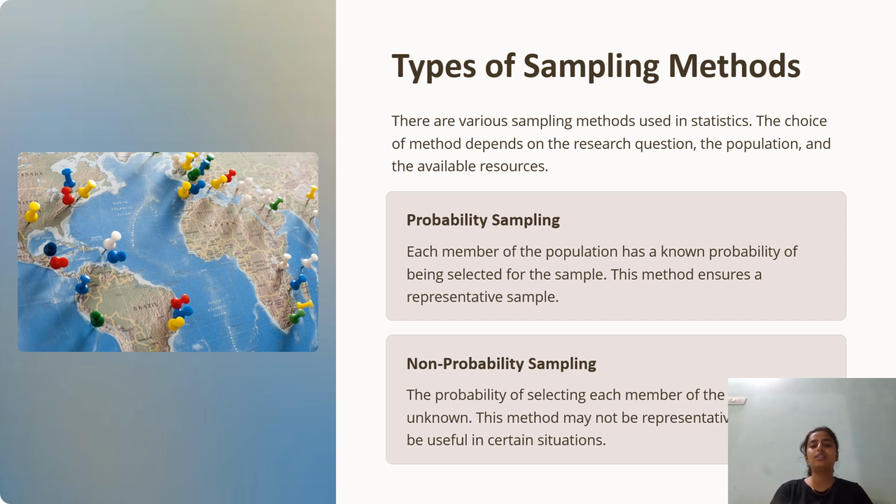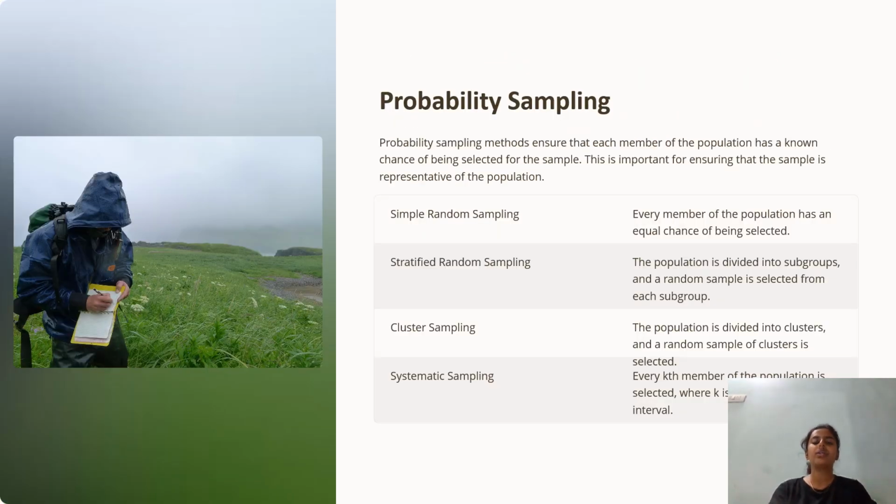First, let us see what probability sampling is. Each member of the population has a known probability of being selected for the sample. This method ensures a representative sample. Next is non-probability sampling. The probability of selecting each member of the sample is unknown. This method may not be accurately representative but can be useful in certain situations. Probability sampling methods ensure that each member of the population has a chance of being selected for the sample. This is important for ensuring that the sample is representative of the population.